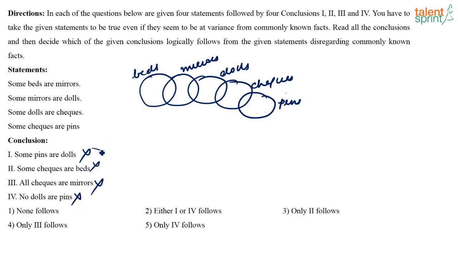But if you see here, these two are a complementary pair. So in this case, either some dolls have to be pins, or there will be no intersection between dolls and pins. So again, either conclusion 1 or 4 follows. So what will be your answer? Option 2. Either 1 or 4 follows.